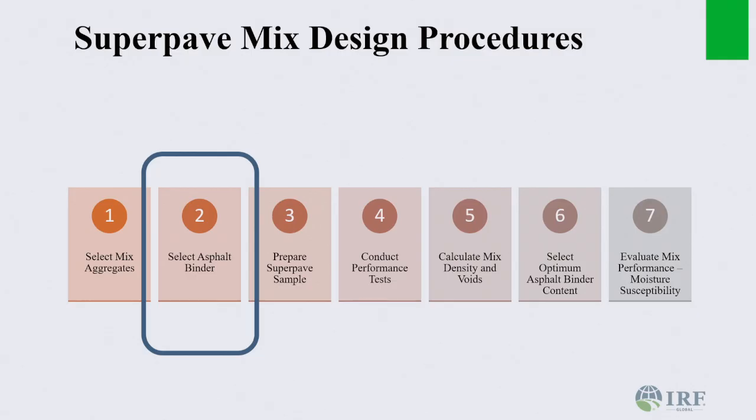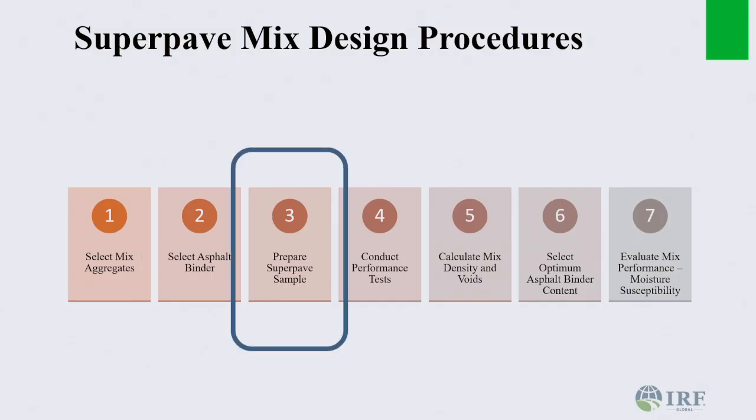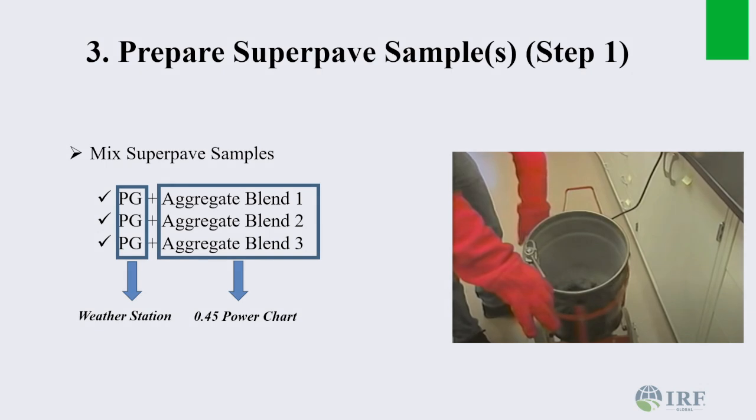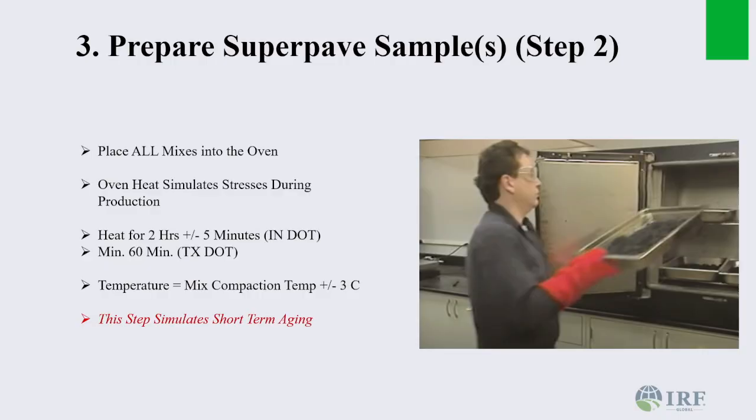Then you now select the binder. The first one, we talked about the binder test and the things that you need to do under the binder test, so I'm not repeating. Then prepare your sample. Basically, you've chosen your PG grade from your binder, you've picked your aggregates, and now you need to prepare the various samples.